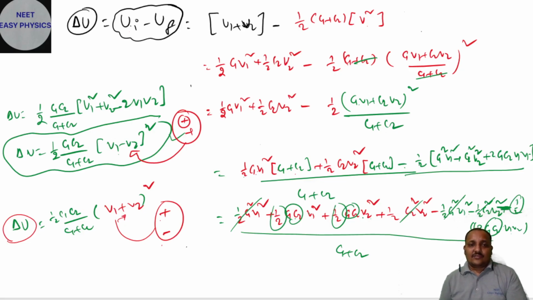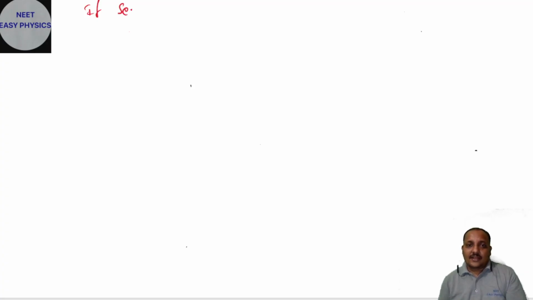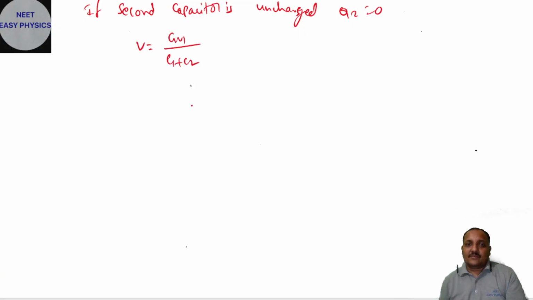So whenever they're asking a question, you have to see carefully. Both similar capacitors they will give. Whenever they're giving the second capacitor as an uncharged capacitor, what is the common potential? If the second capacitor is uncharged, then Q2 is 0. Then you will get common potential C1 V1 by (C1 + C2), because V2 is going to become 0. Isn't it? So this is like in collision, the second object is at rest position.